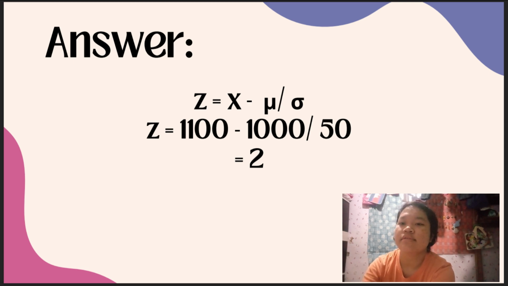So the explanation for this last problem is that the positive z-score indicates that the lifespan of 1100 hours is 2 standard deviations above the mean. The probability is found using the standard normal distribution.